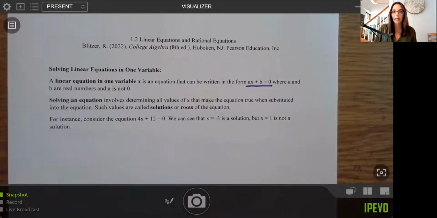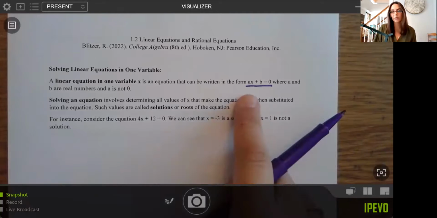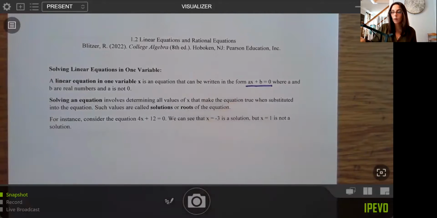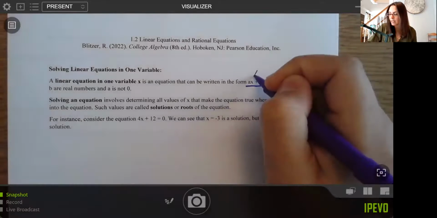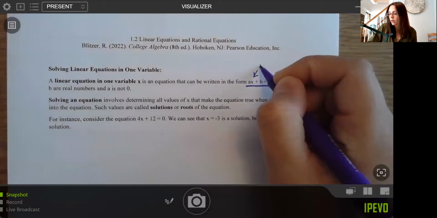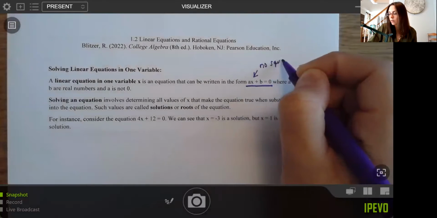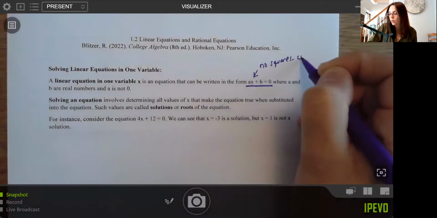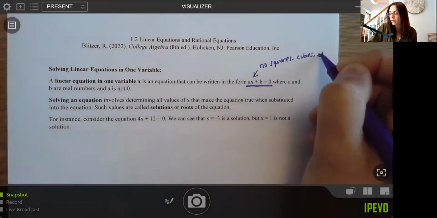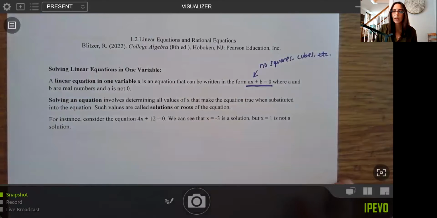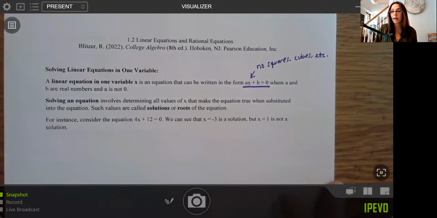Now, I will note that, of course, linear equations can look very different from this, but this is a simplified version. What you want to note in linear equations is that there are no squares, cubes, etc. There's no roots. There's no dividing by variables yet. They're your most basic form of an equation. So you're not going to see anything too weird going on.